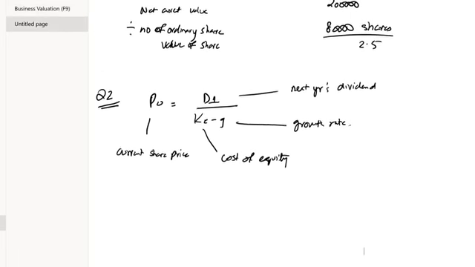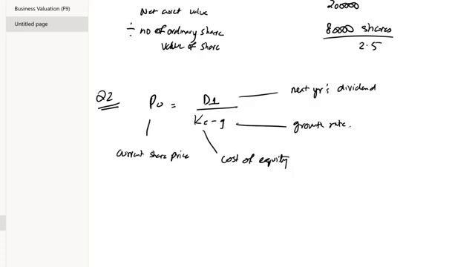Now the formula that we will be using to compute the current market price is the DVM formula, that is P0 = D1 / (KE - g), where P0 is the current share price, D1 is the next year's dividend, and KE is the cost of equity, whereas g is the growth rate. Now what we need to do is first we need to compute the KE using the CAPM formula, because we are given the market rate of return, the risk-free rate of return, and the beta equity.